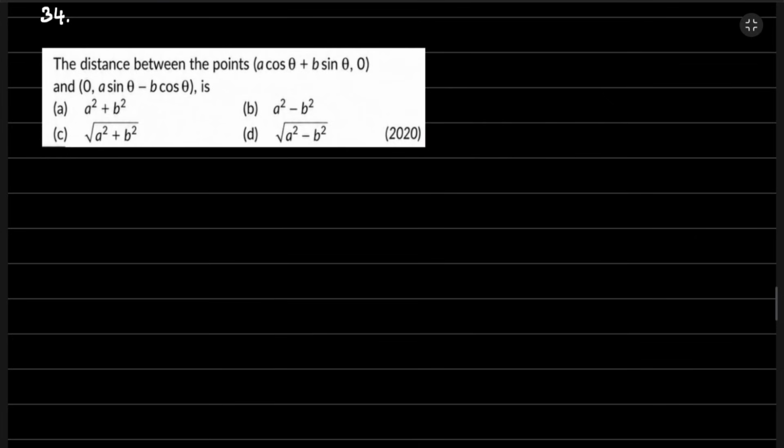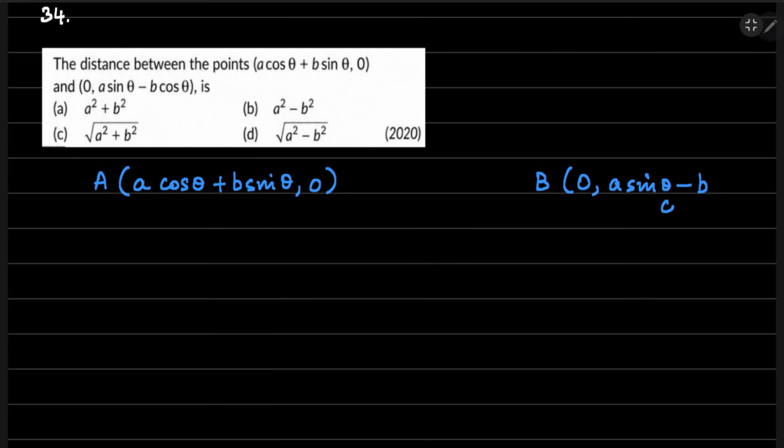The distance between the points, you are given 2 points. So it's the same distance formula that you study in coordinate geometry, and you have to apply it here. So let your point A be a cos theta plus b sin theta, comma 0. The other point B, the coordinate of the point B, be 0, comma a sin theta minus b cos theta. So according to the distance formula, what is the distance formula? Root of.